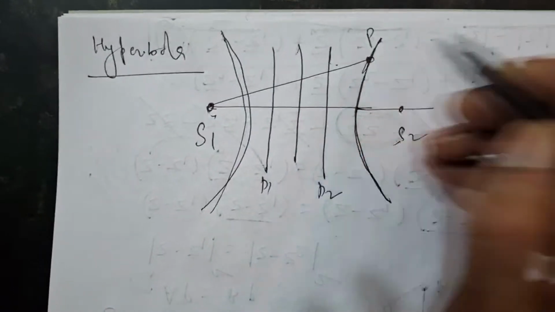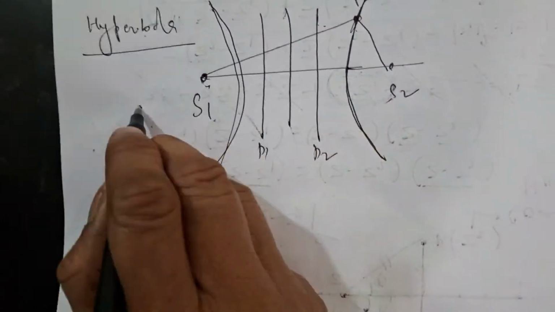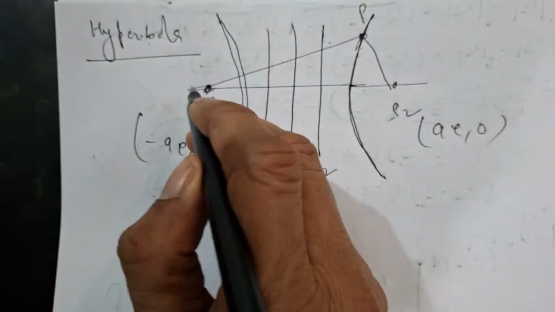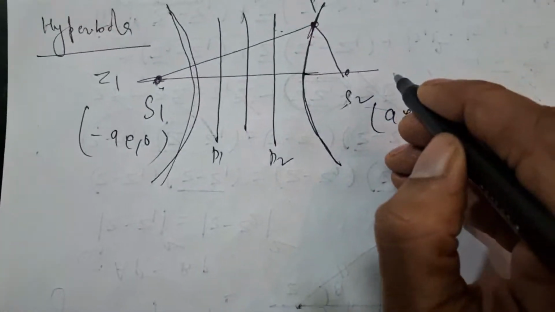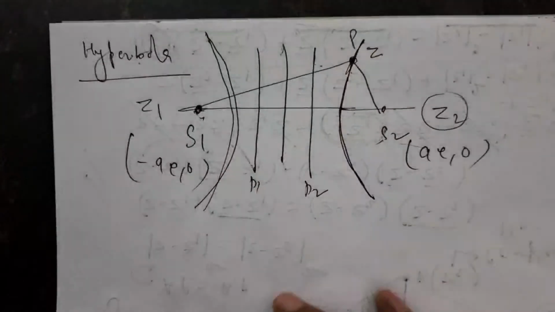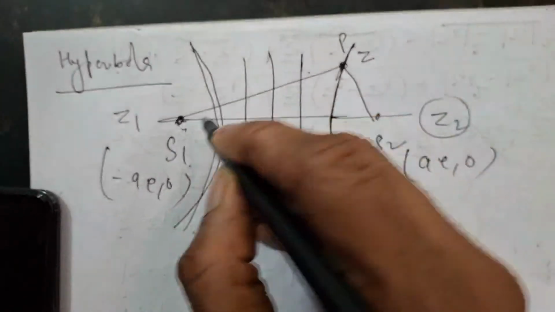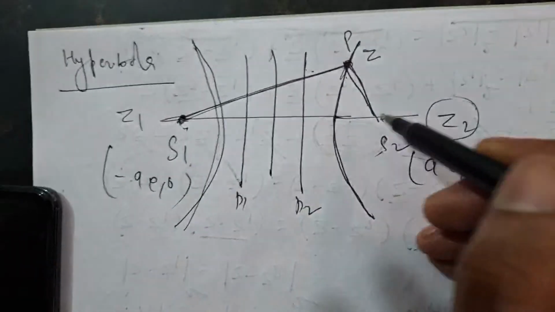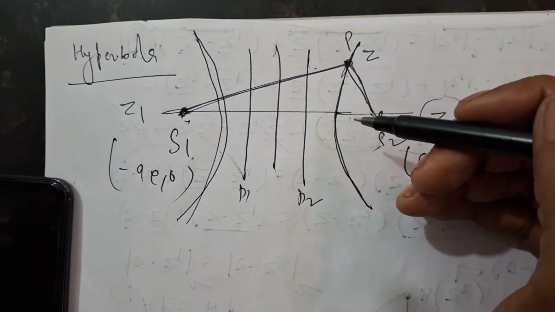Join this line. You know this coordinate is (-a, 0), and this is (a, 0). In the form of complex numbers, write this as Z1 and this as Z2, and here is Z. Now, the concept of hyperbola. What do you mean by the concept of hyperbola? For the hyperbola, the difference of distances from the respective foci must be 2a.